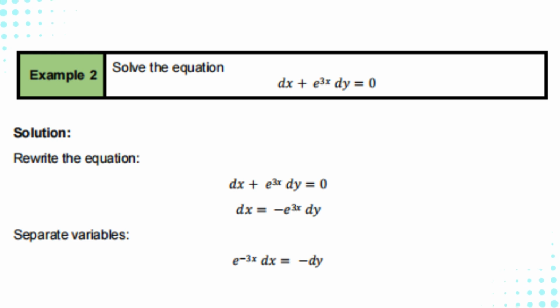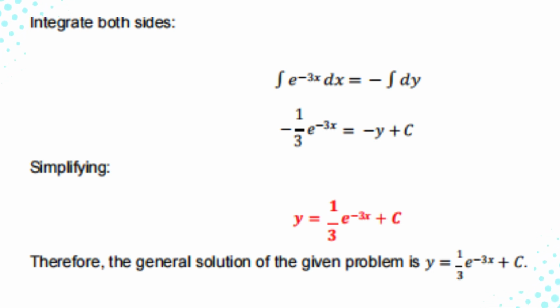e to the negative 3x dx equals negative dy. We divided both sides by e raised to 3x to get all x terms with dx and all y terms with dy. Now, the variables are separated. The integral of e raised to the negative 3x dx is equal to negative the integral of dy. The integral of e raised to negative 3x is negative 1/3 e raised to negative 3x plus c sub 1. And on the right side, negative integral of dy is negative y.